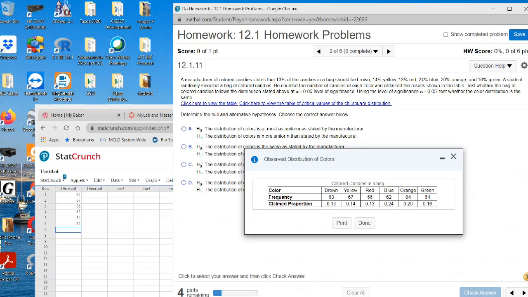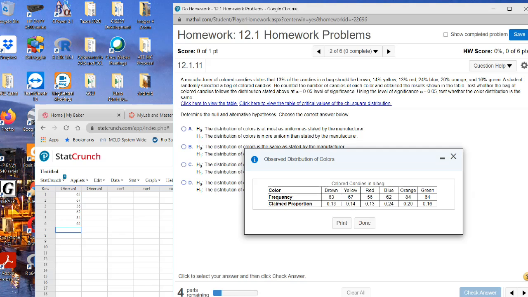Now, it'll be handy for me to actually figure out what this total is. If I were in Excel, I could just use a sum function, but I can just add these all up and see how many candies there were in total. So let's do that. I'll use my calculator. 63 plus 67, plus 56, plus 62, plus 84, plus 64 equals 396.